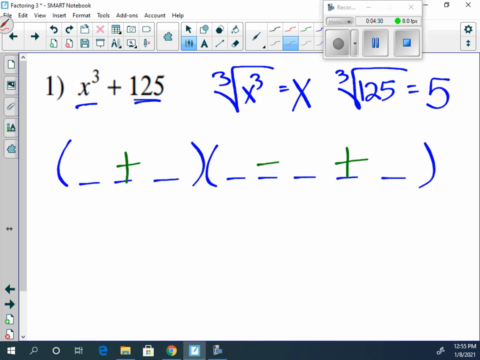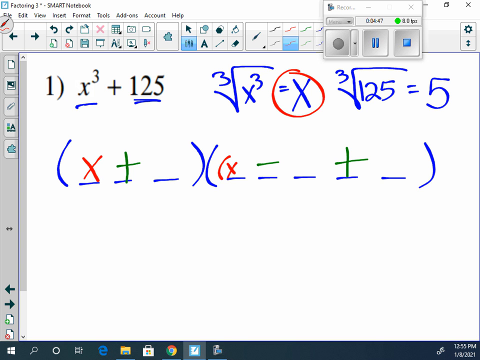Any questions on this so far? Okay, now our first term is going to be our x. So it's going to take the place of a in our general form. For when we talked about a cubed plus b cubed, the a is going to be x. So we're going to have x in the first spot.